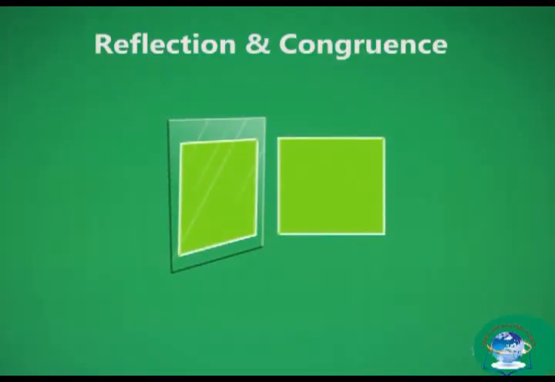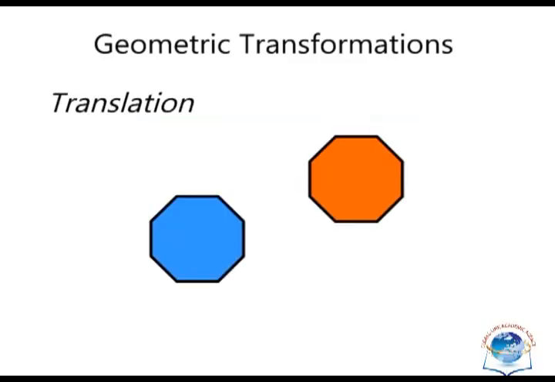Chapter 6, Reflection and Congruence. We start with geometric transformations. Now, a geometric transformation is an operation that changes the position and/or the appearance of a geometric figure.